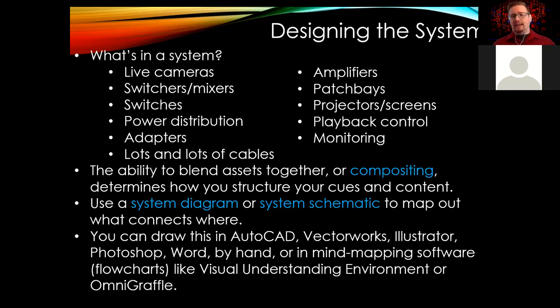Now, a system can contain any sorts of variables. If there's any kind of live cameras going on, they're trying to send a live feed. If there's any kind of switchers or mixers, these are any devices that send audio or video from A to B, whether it's sending, for instance, this webcam image out to the internet so that you can see me. So that's what switchers are. Switchers are basically just routing devices for video.